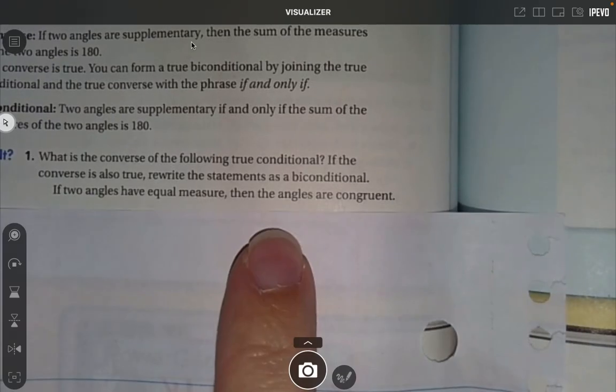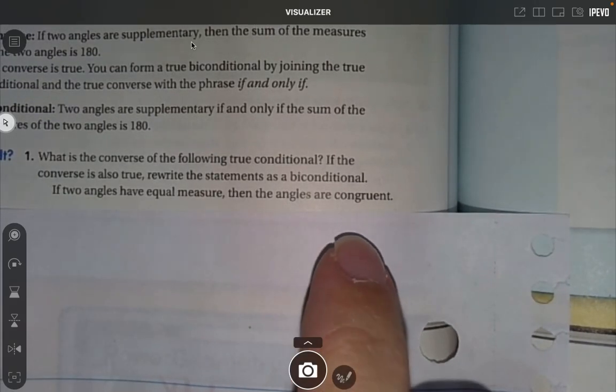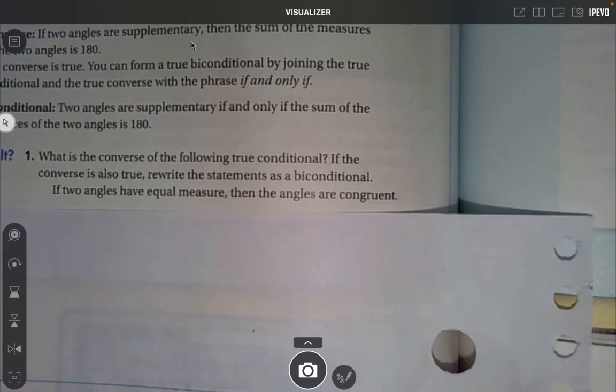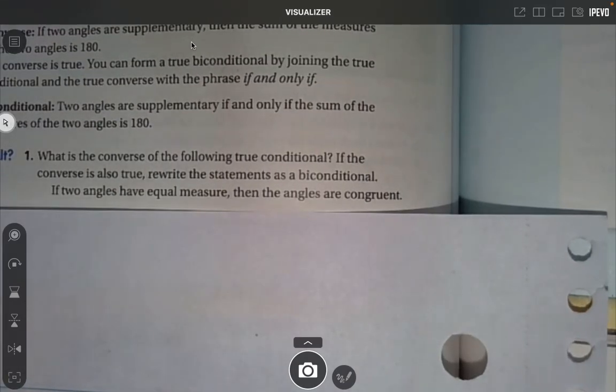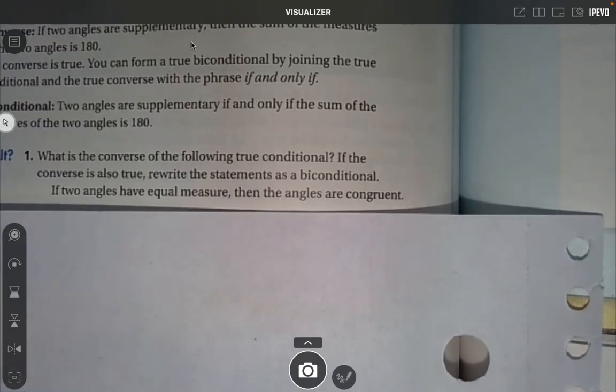So let's go to the end of the sentence. You're going to say, if the angles are congruent, then the two angles have equal measure. Yeah, that's the converse. You switch it around. Is that true? Yeah, it's true. What does it mean to be congruent? They're equal. So if the two angles are congruent, then they have equal measure.